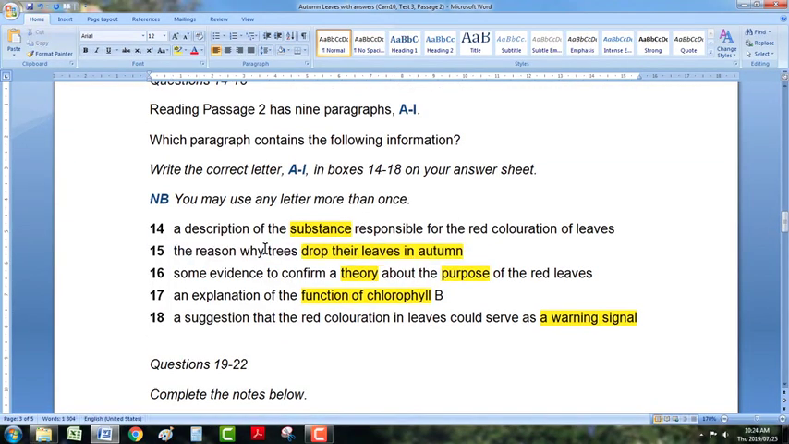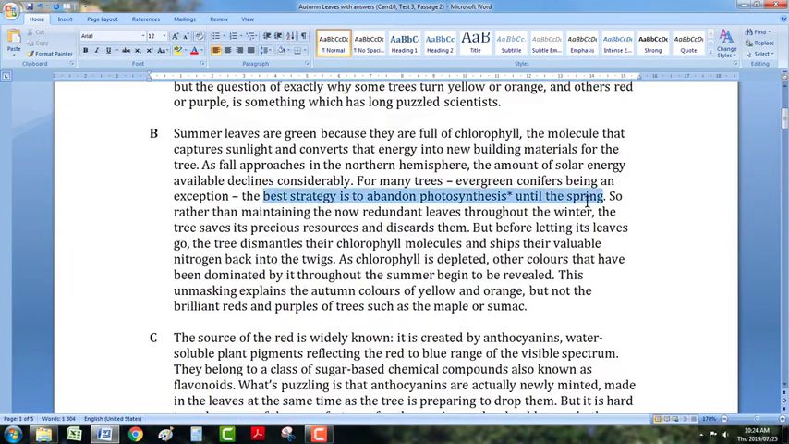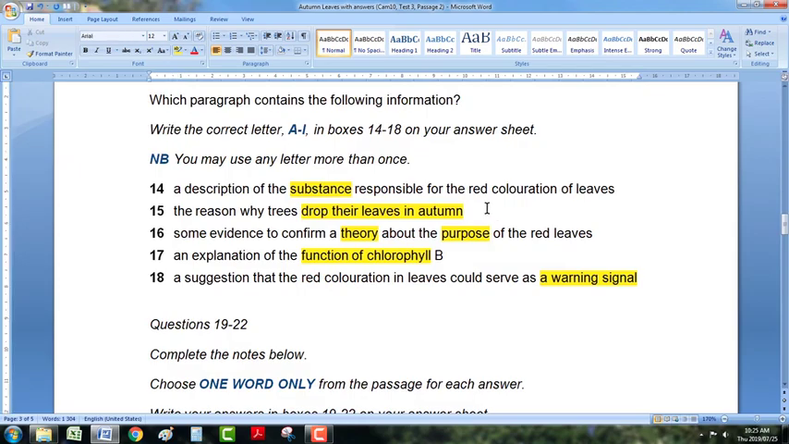So we just want to see, why do the trees drop their leaves? It's to abandon photosynthesis. So rather than keeping the leaves that it doesn't need, redundant means you don't need it, throughout the winter, the tree saves its resources and drops the leaves. So that's why it drops the leaves, because there's not much energy available, so it wants to abandon photosynthesis. Didn't really have to understand too much, but if you saw autumn over there and you say discards the leaves, letting the leaves go, drop the leaves, that's enough. Right, so that's 2 from B, so they won't take 3 from B, so we can move on.